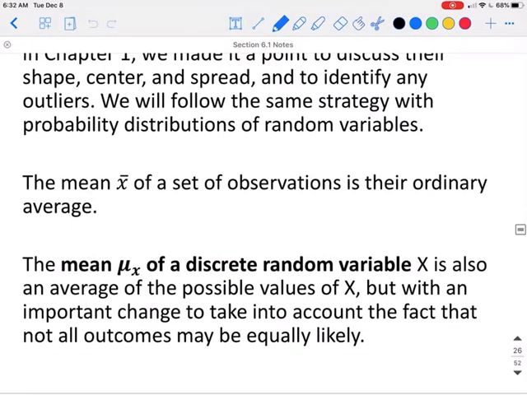The mean of a set of observations is their ordinary average, and we are going to talk about the x-bar. So the mean, or mu sub x, of a discrete random variable x is also an average of the possible values of the random variable x itself, but with an important change to take into account the fact that not all outcomes may be equally likely.